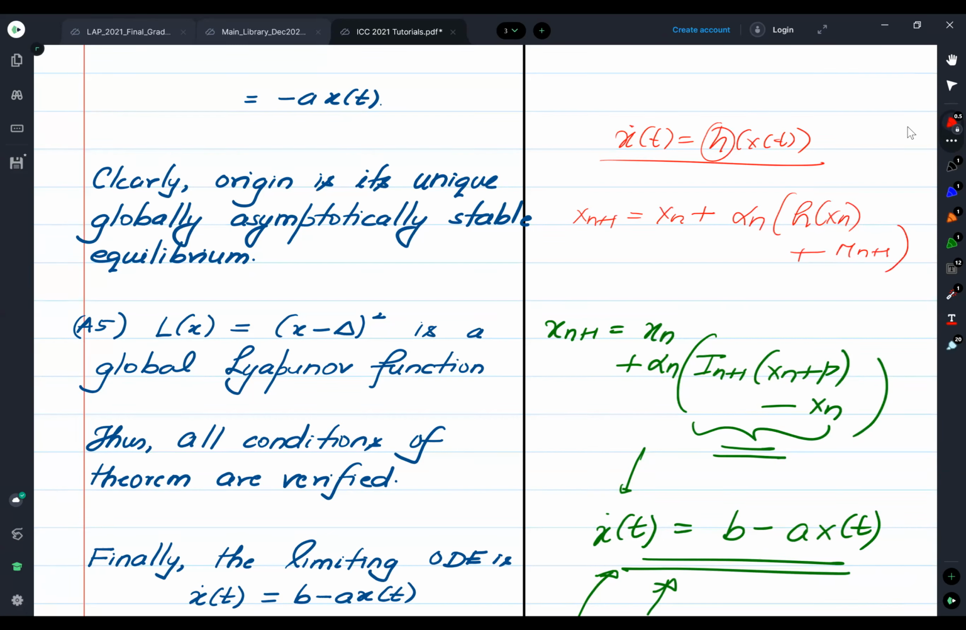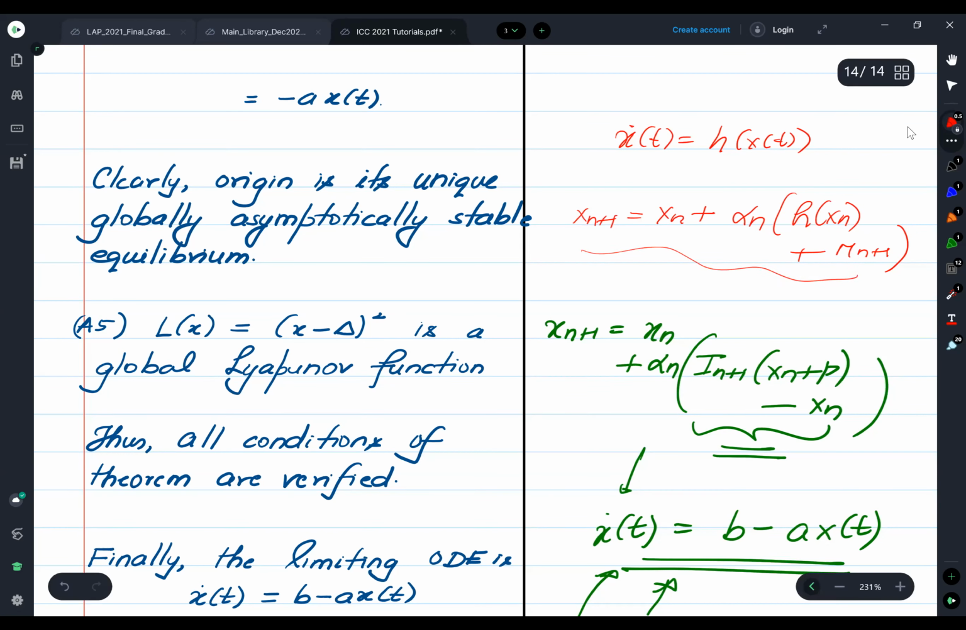So you are right that the way we come up with an algorithm will mean that the limiting ODEs will turn out to be different. But whatever these limiting ODEs are, as long as they are well behaved, your algorithm can also be shown to be well behaved in the same sense. Thanks.